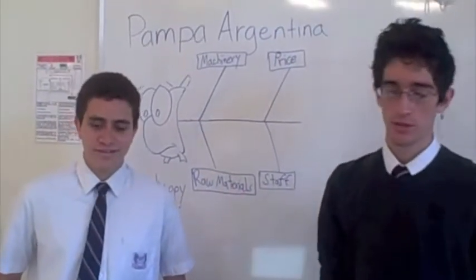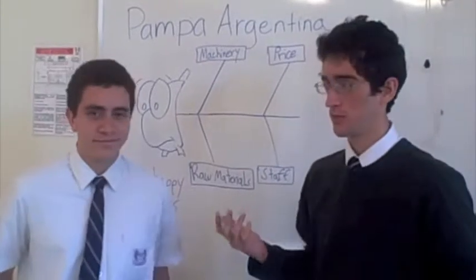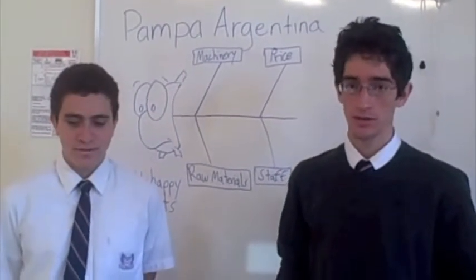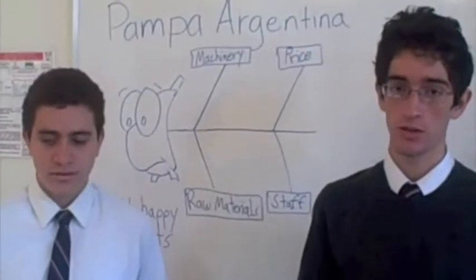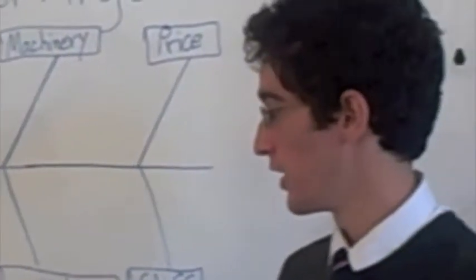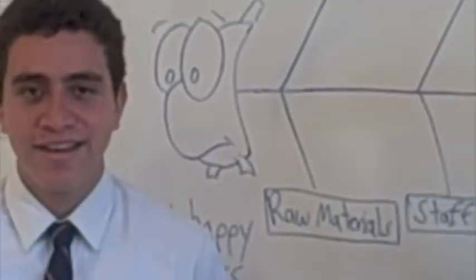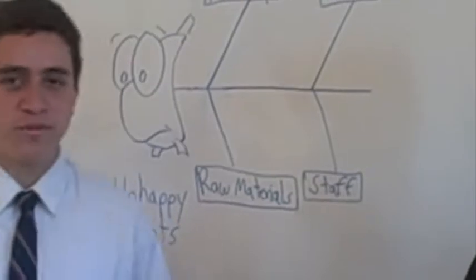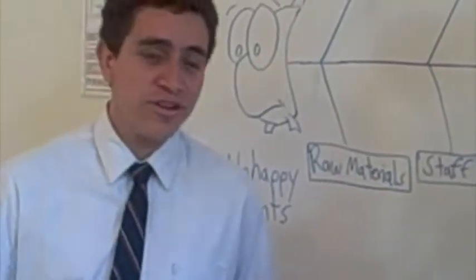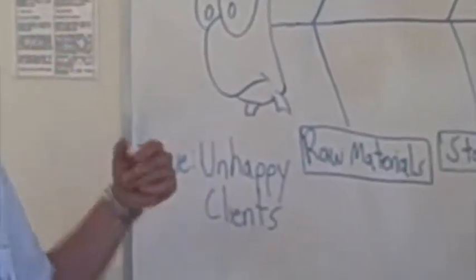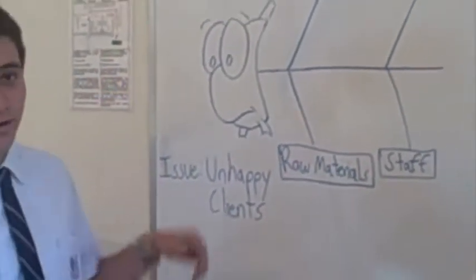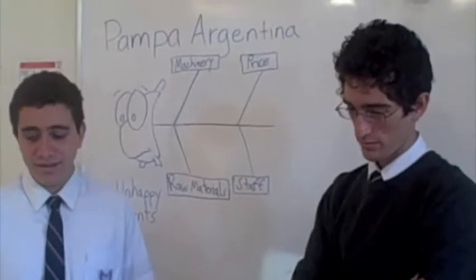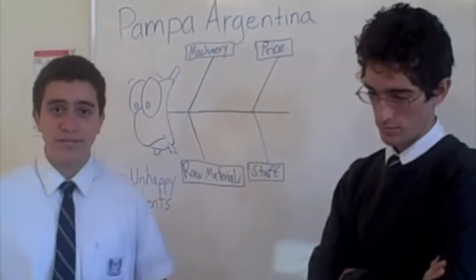What are the steps for making a fishbowl model? Firstly, you have to decide on the quality characteristic which you want to examine and label it at the head. First of all, I want to say that in the past, Pampa Argentina had problems with quality issues. Our issue was unhappy clients, and we identified that the issue was because of our quality. The quality of our product wasn't as good as our clients expected.